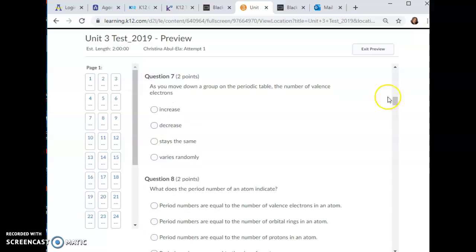Question 7. As you move down a group on the periodic table, the number of valence electrons increases, decreases, stays the same, varies randomly.